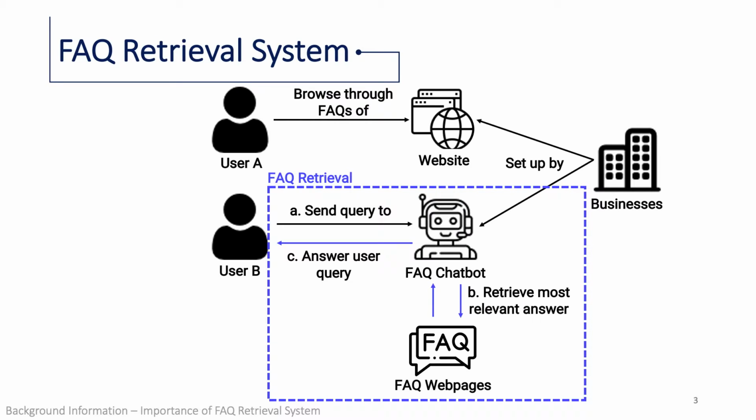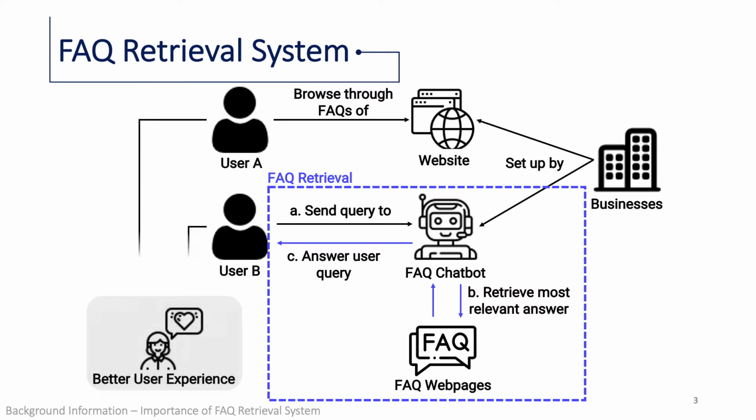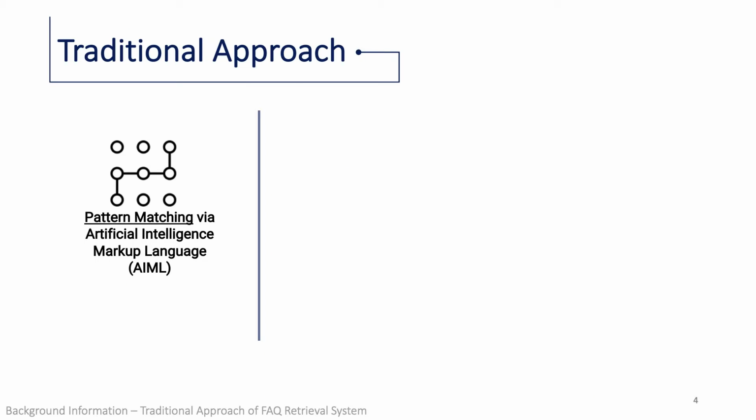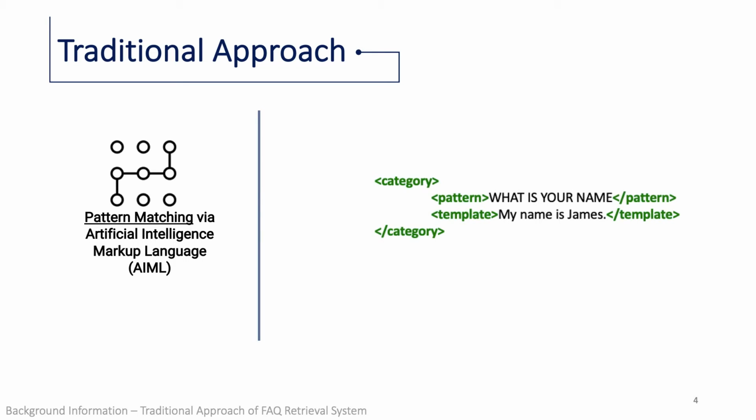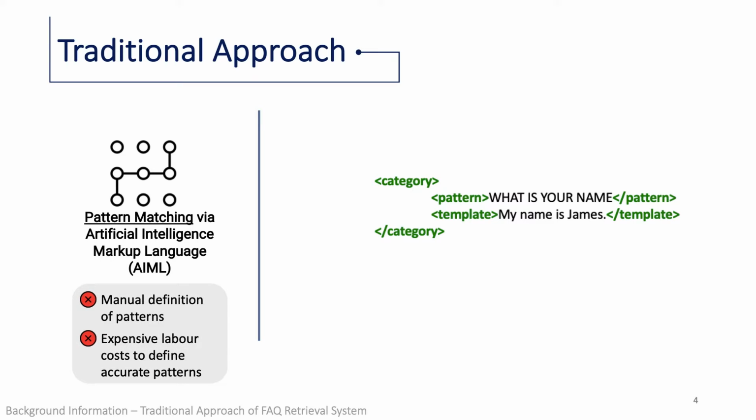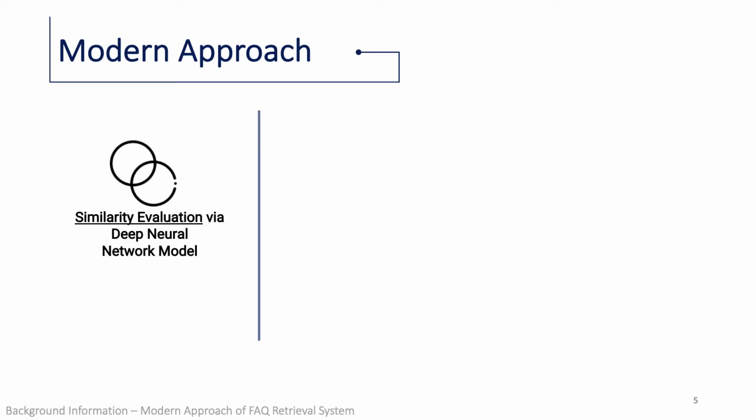FAQ retrieval system can give users a better user experience that ultimately benefits the businesses in many ways. To set up an FAQ retrieval system, artificial intelligence markup language (AIML) can be used by defining patterns similar to the one shown on the right-hand side. The system will answer the query by performing pattern matching. However, this approach requires a lot of manual work and labor costs to define accurate patterns.